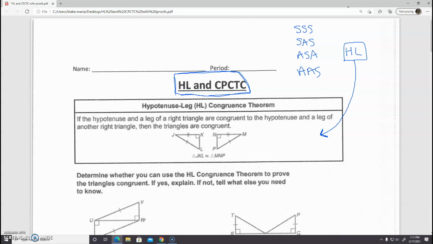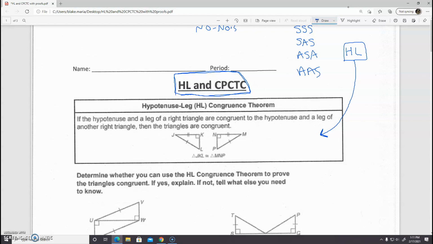Now I want to warn you, remember we talked about our no-nos. If it lets me write. I don't know why it's being angry. We could not do donkey or backwards. Okay, no SSA, no ASS. Or we could not use AAA. Okay, those were our two no-nos.